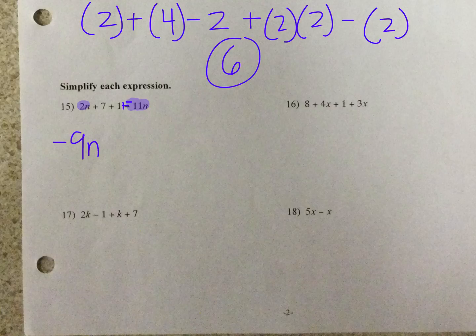Now I have left, I have a 7 plus 1. 7 plus 1 is a positive 8. Negative 9n plus 8. I'm going to do the same thing right here. And look at my first number is an 8. The other part in here that's the same is the 1. 8 plus 1. Well, that's 9. And then I've got 4x plus 3x. 4 plus 3 is a positive 7x.